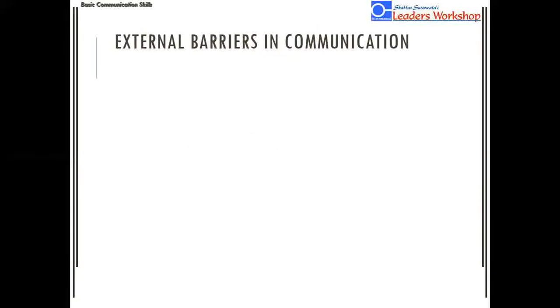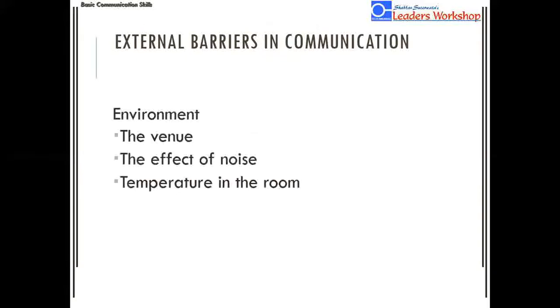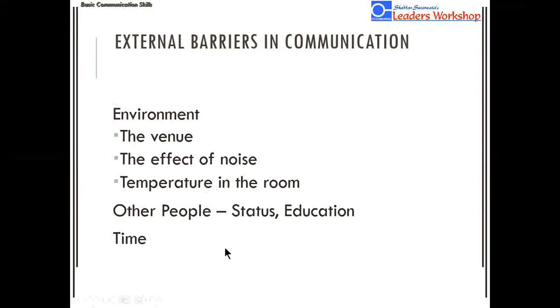External barriers in communication. The environment, which comprises the venue, the effect of noise, and the temperature in the room, can be a barrier to communication. Other people, status and education. Imagine you are talking to people who have low education; you find that they are going to easily misunderstand you. That way, communication becomes a problem. Time is also a problem. When you go overboard, beyond the normal time for a presentation or for conversing with people, you find that people stop concentrating because they have actually switched off.